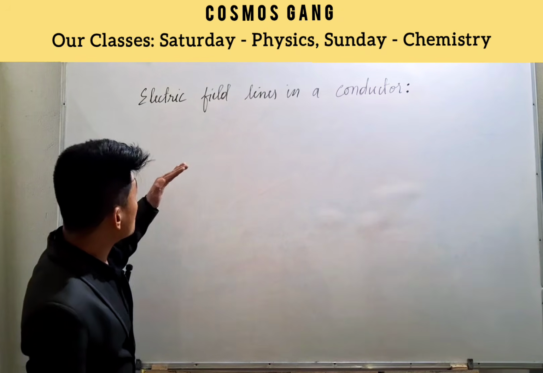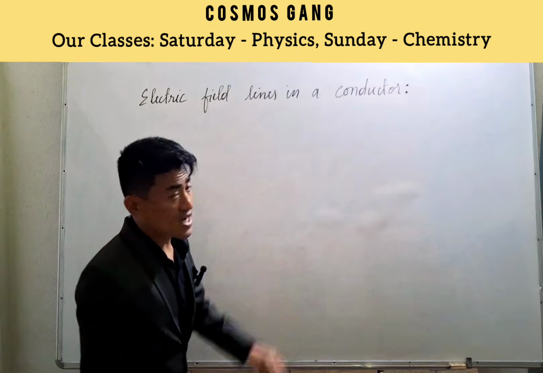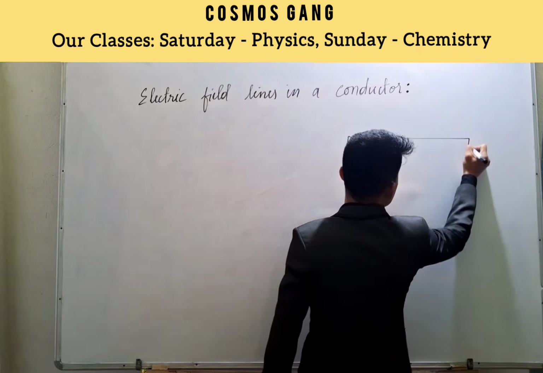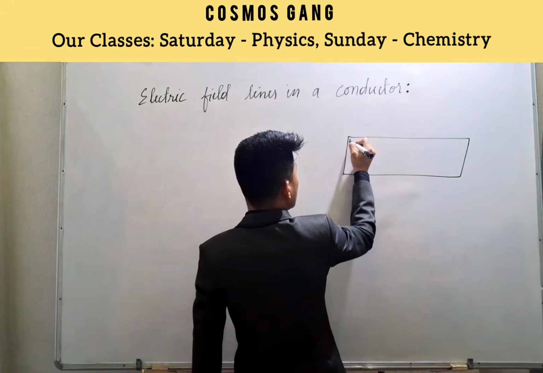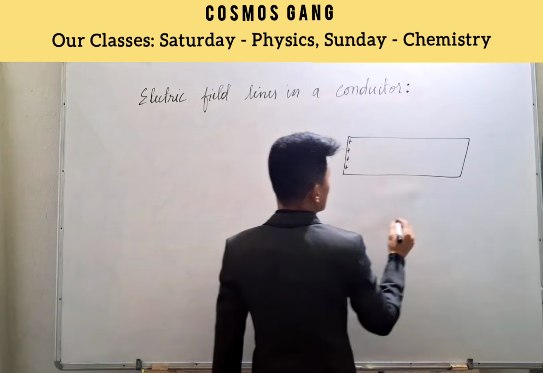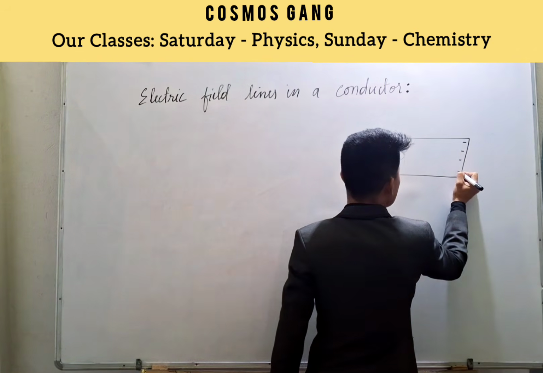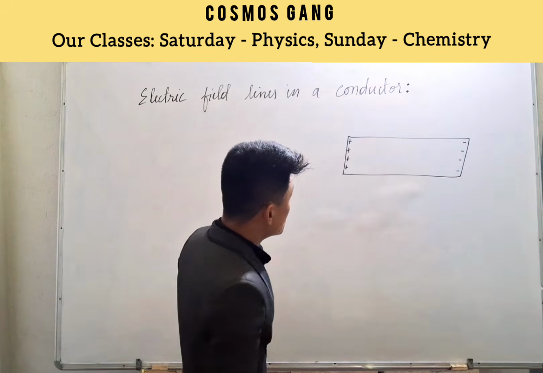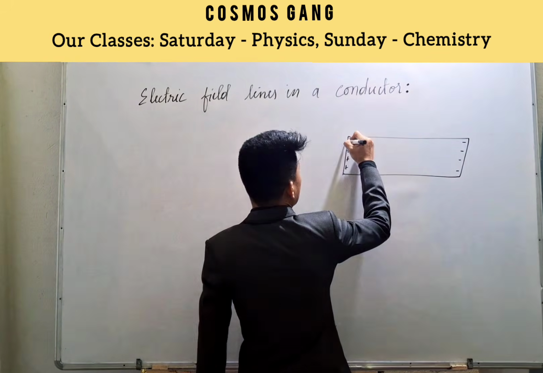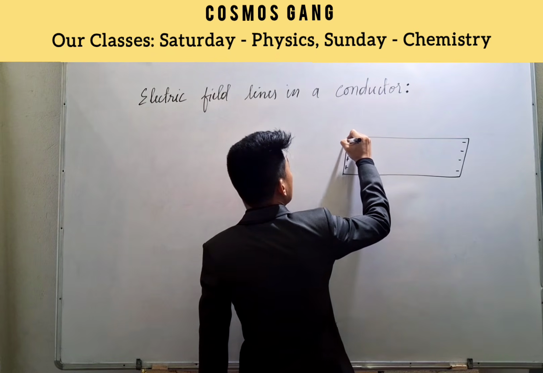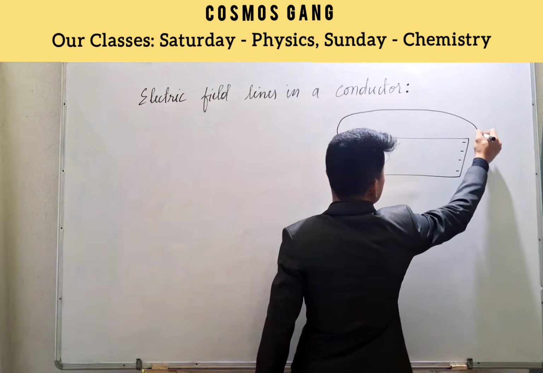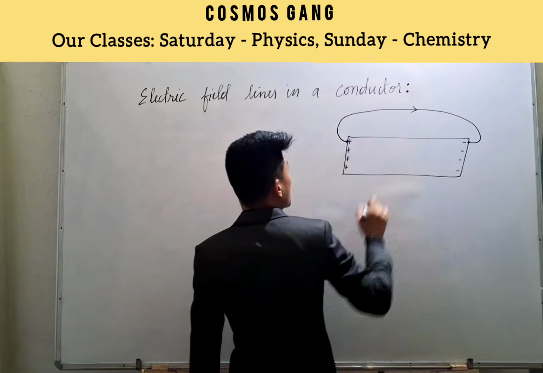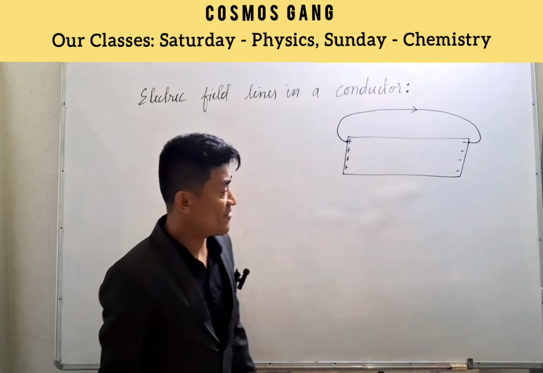Now, let's try to discuss electric field lines in a conductor. Consider a conductor where one side is positively charged and the other side is negatively charged. Outside the conductor, the electric field lines will start from the positive end and end at the negative end. It will be directed from positive to negative as discussed above.